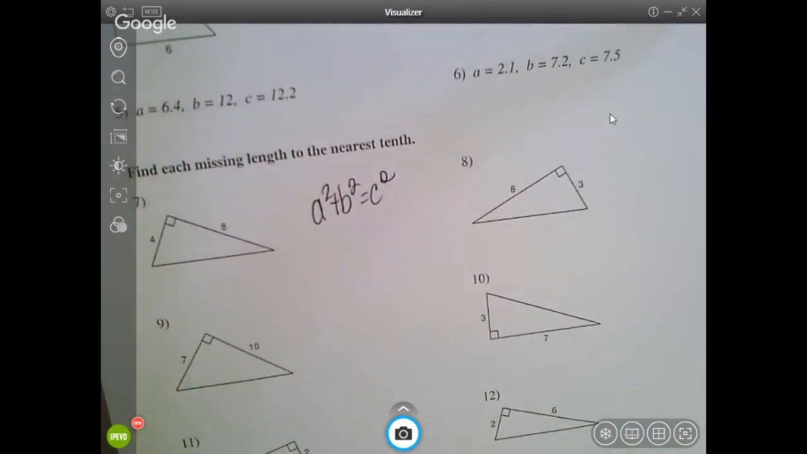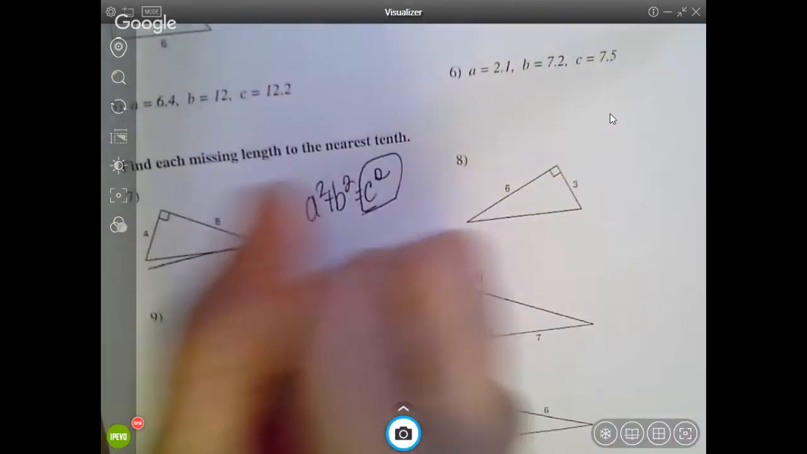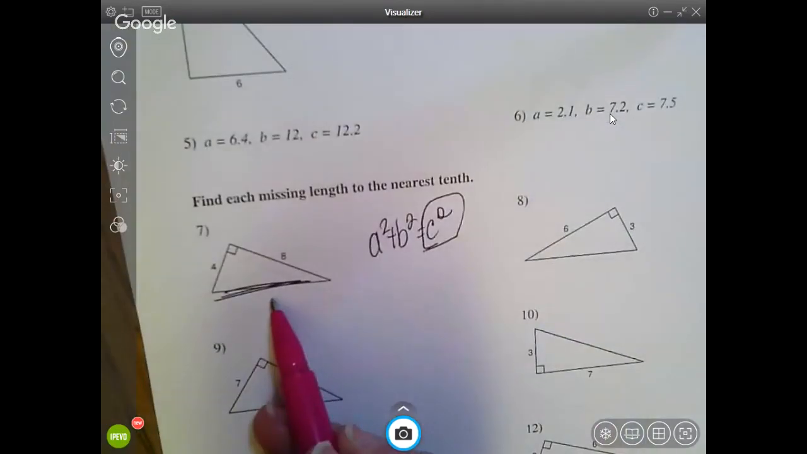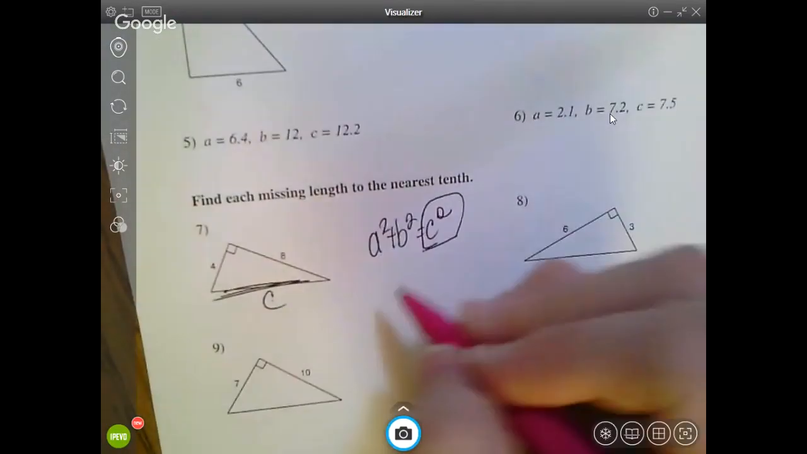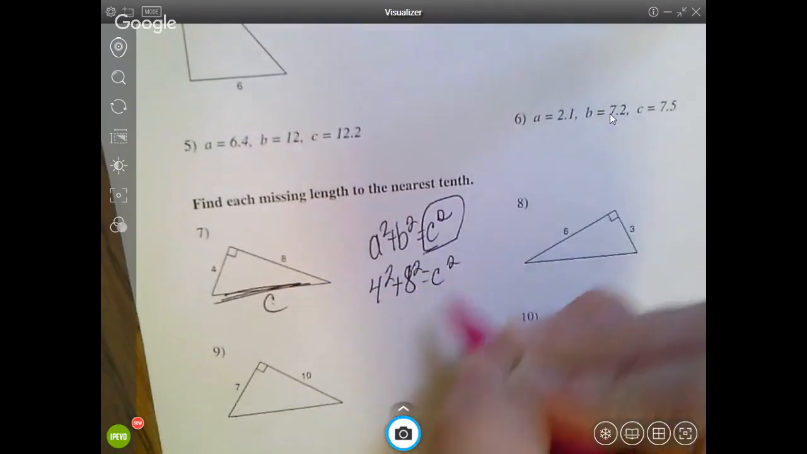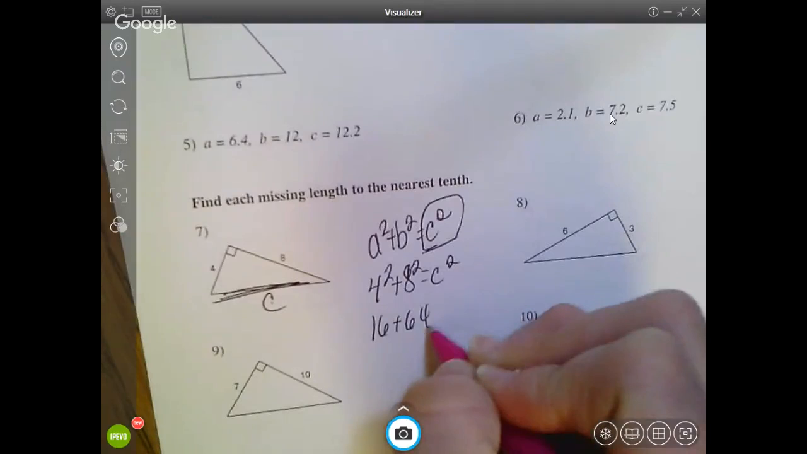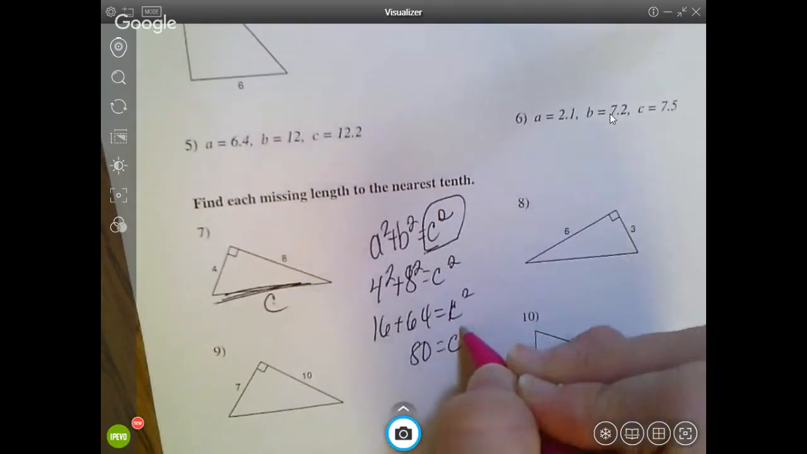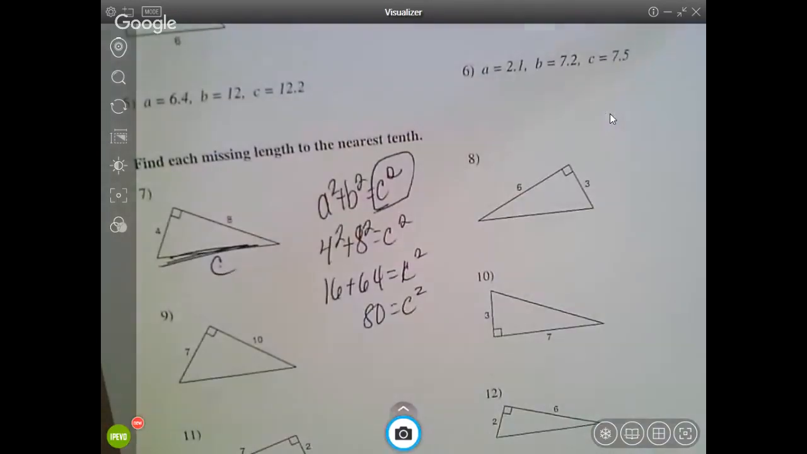And so the main thing to remember for the Pythagorean theorem is c is always the hypotenuse. So in this case, we don't have a number for the hypotenuse, so that would be C. So we would do 4 squared plus 8 squared equals c squared. 16 plus 64 equals c squared. 80 equals c squared. And then remember the last step is you have to remember to take the square root.